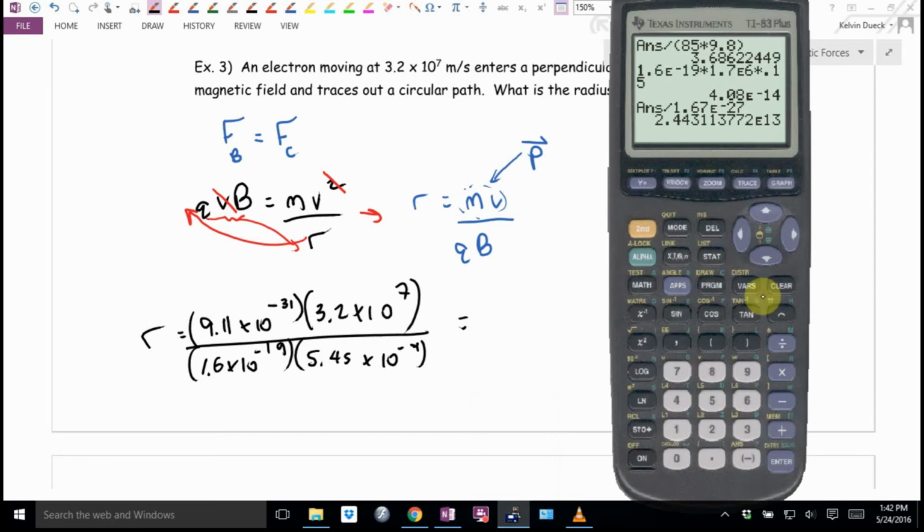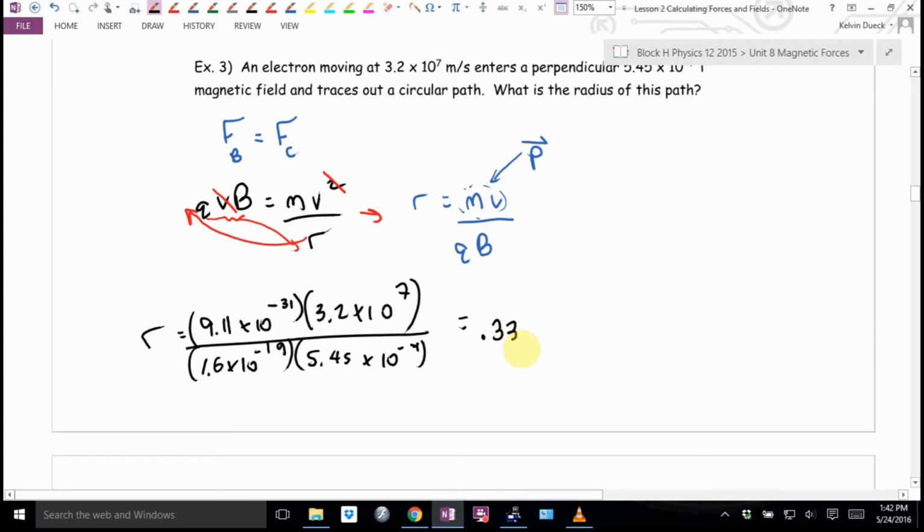What would the radius of this charged particle be? You get about 33 centimeters, 0.33 meters, 0.334. I get the same. Okay.